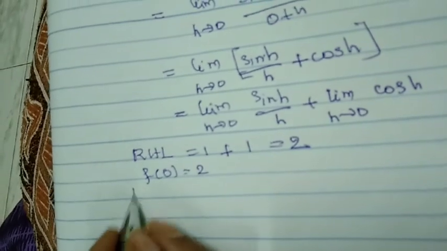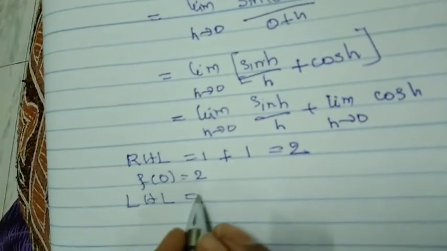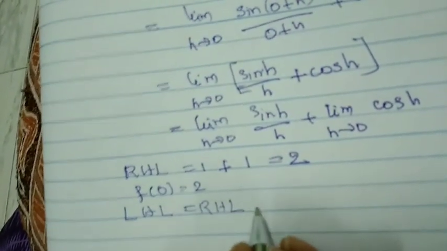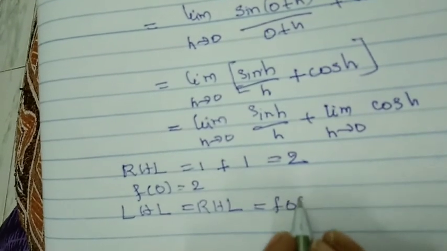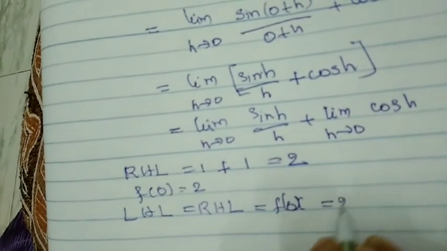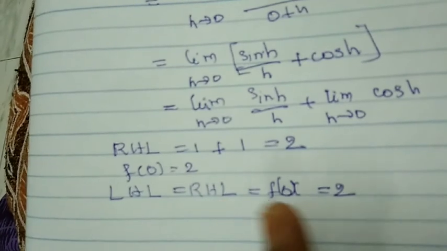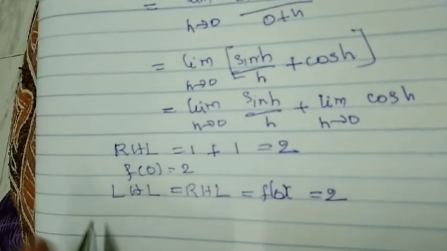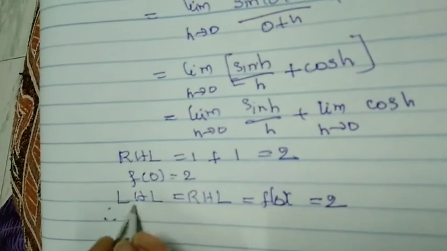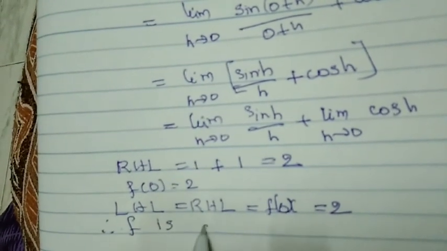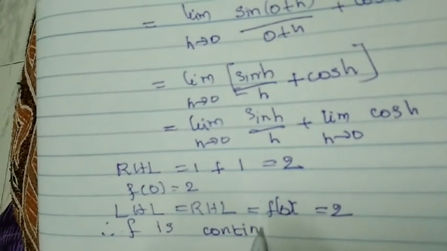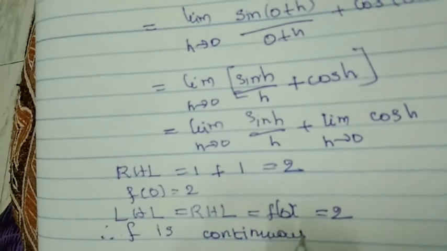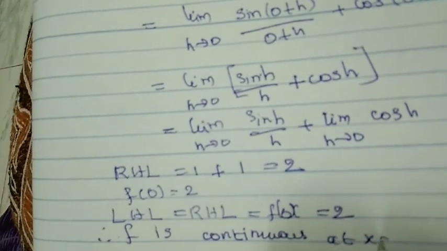Now I am combining LHL, RHL and f of 0. All are equal to 2. So LHL equals RHL equals f of 0, all equal to 2. Therefore, we conclude that f is continuous at x equal to 0.